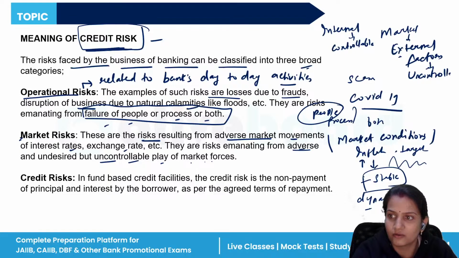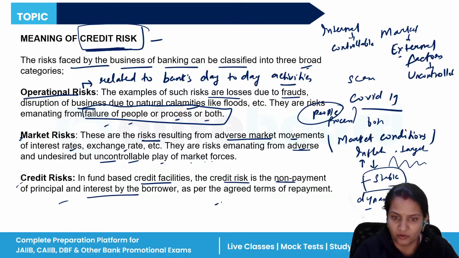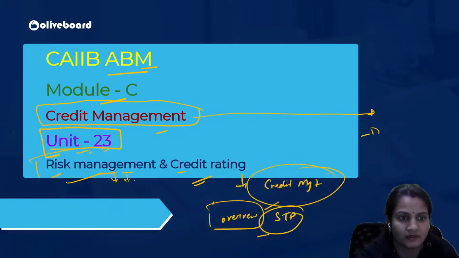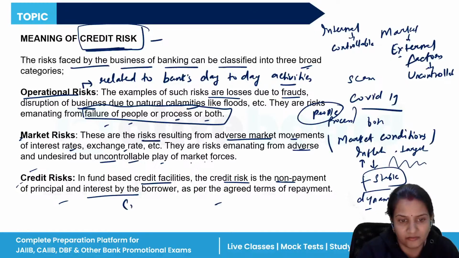Those are uncontrollable factors. Now, credit risk is the non-payment of principal and interest by the borrower as agreed by the terms. This comes under credit risk. For this credit risk, the credit rating is done. This rating tells the borrower's creditworthiness.